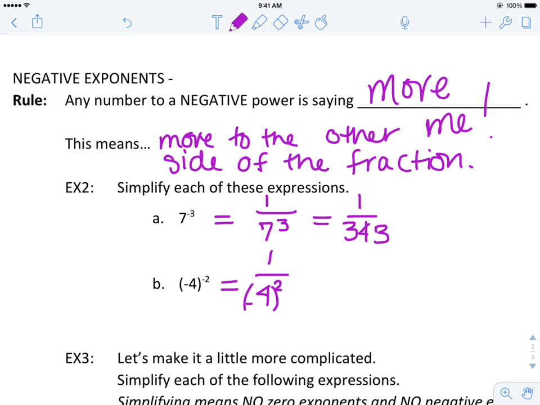Now what is negative 4 squared? Oh, I know that one. It's not too bad. I get 1 over 16. Remember, if you can simplify, simplify. Go as low as you can go.